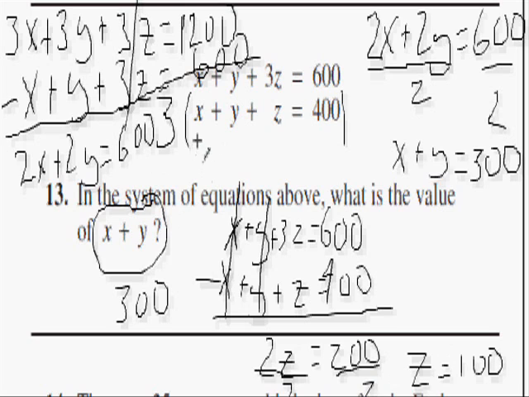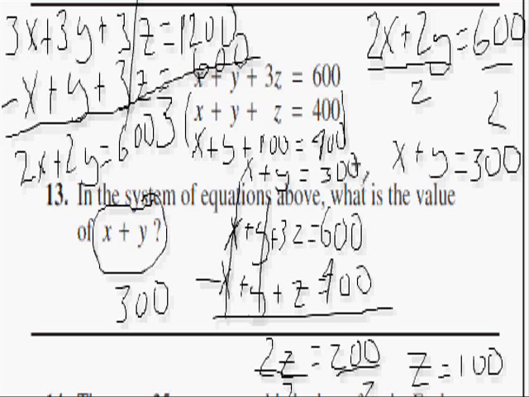Now we can take that and plug that back in. So x plus y plus 100 equals 400. We subtract 100 from both sides and we get the same answer, that x plus y equals 300.